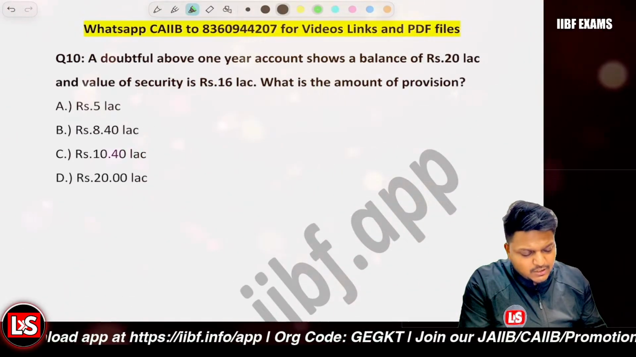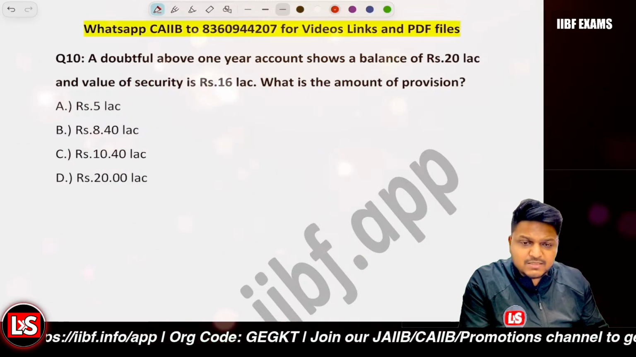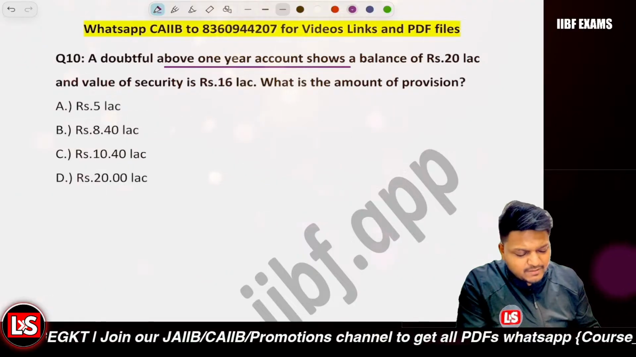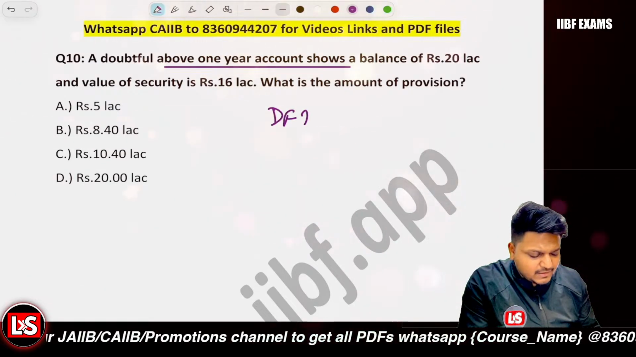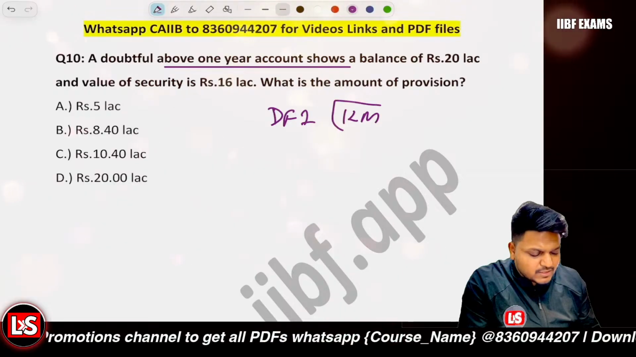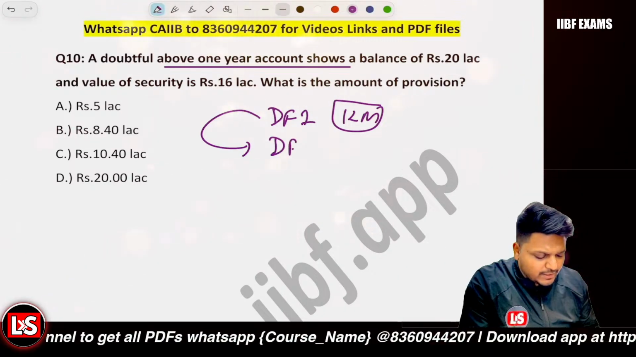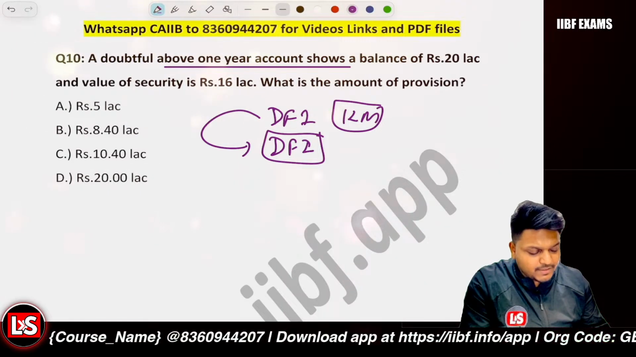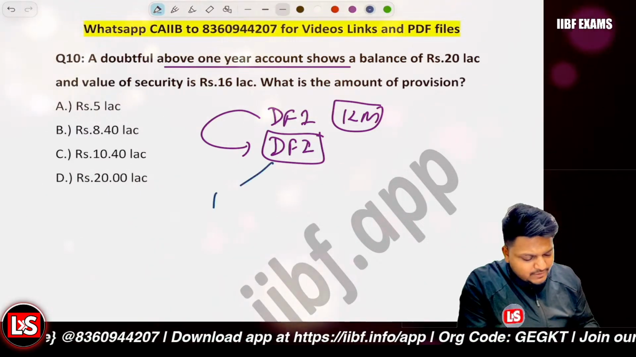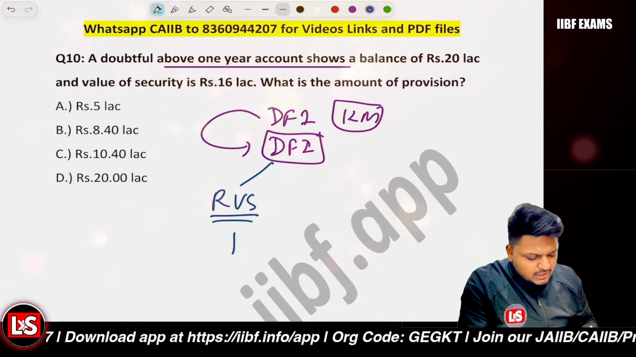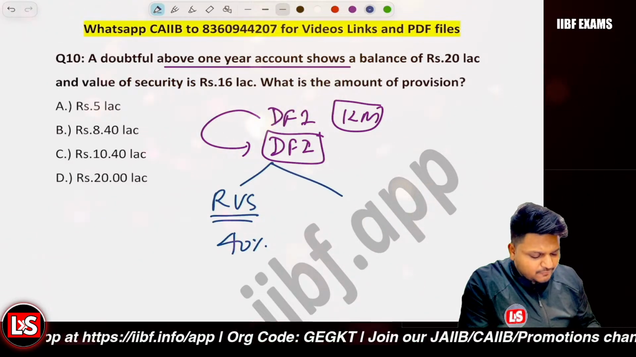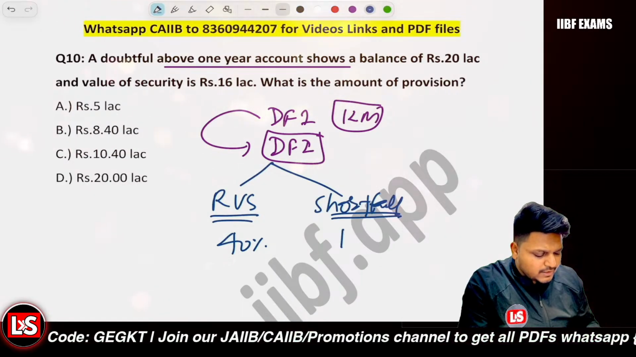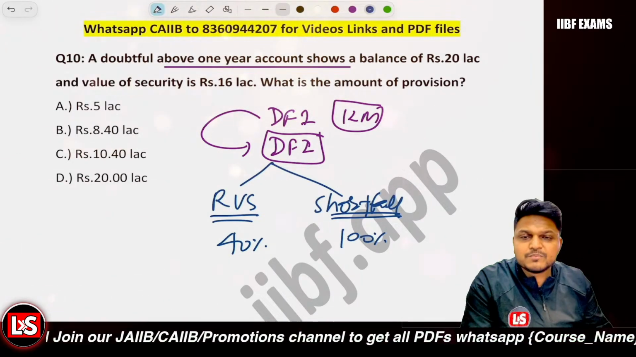It says a doubtful above 1 year. Now when it simply indicates above 1 year, we are talking about the DF2 category, because in the DF1 category the account remains for 12 months, and after that it is shifted toward the DF2 category. So we'll be assuming that the account belongs to the DF2 category. In the DF2 category, for the realizable value of security, 40% of the provision is to be maintained. And for the shortfall in security, 100% of the provision is to be maintained.